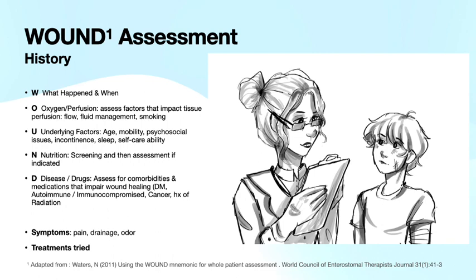D also stands for drugs. And there are lots of diseases and drugs that can affect wound healing. So it's important to test for these comorbidities. So in addition to diabetes, you have a lot of autoimmune conditions like lupus or rheumatoid arthritis that can impede wound healing. There are some unusual conditions like calciphylaxis or vasculitis.